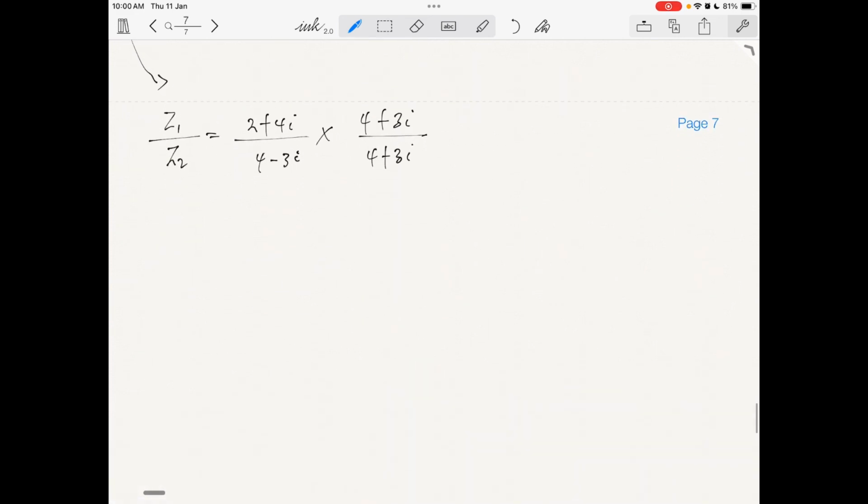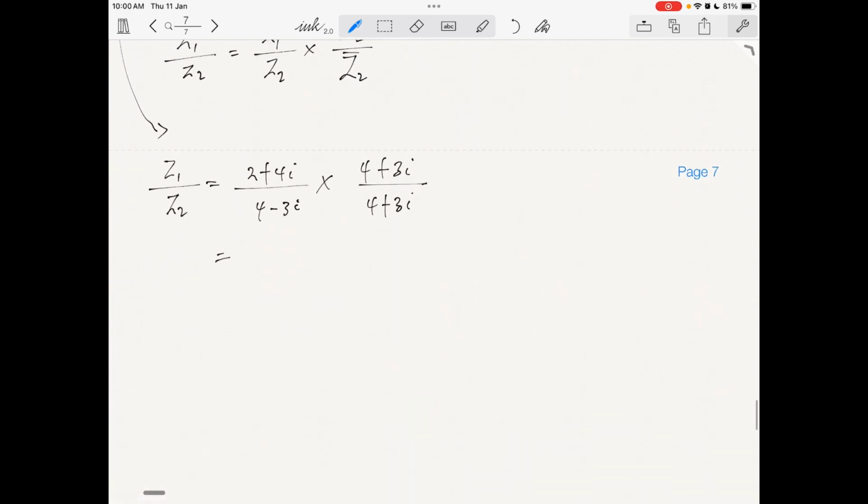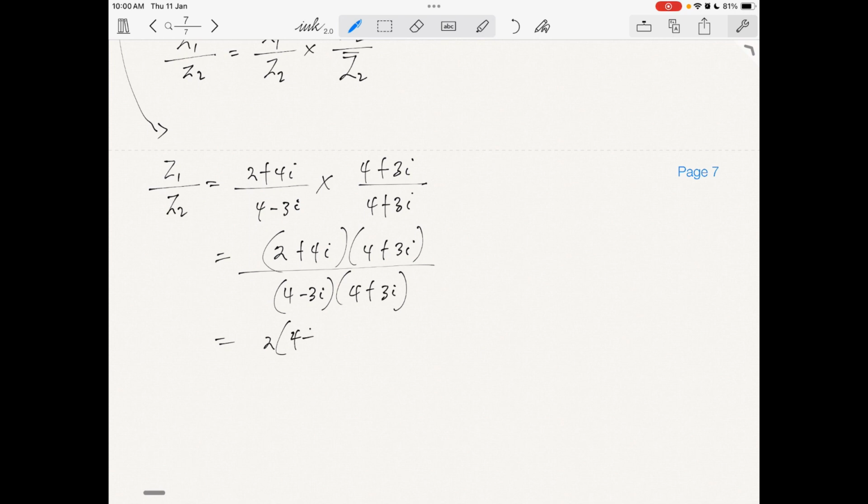Okay, so then when this is done, we now bring them together. That will give us 2 plus 4i multiplied by 4 plus 3i, divided by 4 minus 3i multiplied by 4 plus 3i. Now this brings us back to multiplication of complex numbers, where we can simplify the numerator by simply multiplying it out, and also the denominator.